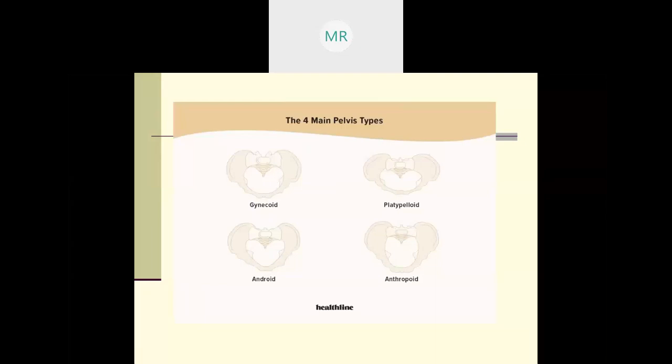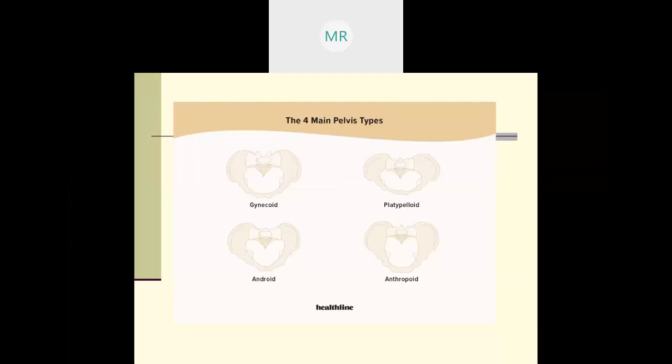Now the android, which is the one that the boys have, that's a heart shape. Very common in men, and if women are going to deliver, it's hard to go through the birth canal, so there's an increased use of forceps to get these babies out, and vacuum. Usually the usual mode of birth is going to be a C-section. We're not going to do a vaginal delivery. Most likely, the usual mode is going to be a C-section.